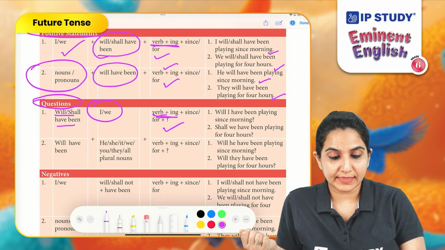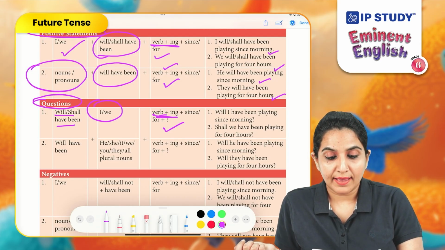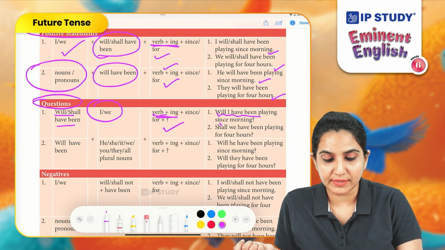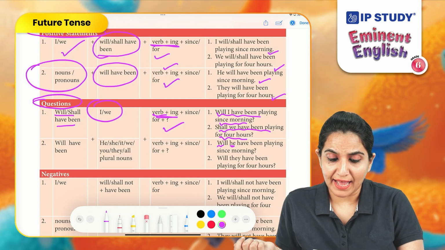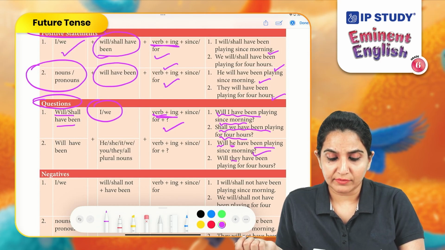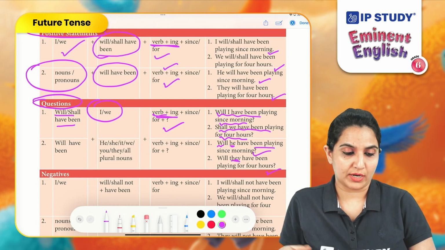So, let us study the examples for the questions. Will I have been playing since morning? Shall we have been playing for 4 hours? Will he have been playing since morning? Will they have been playing for 4 hours?